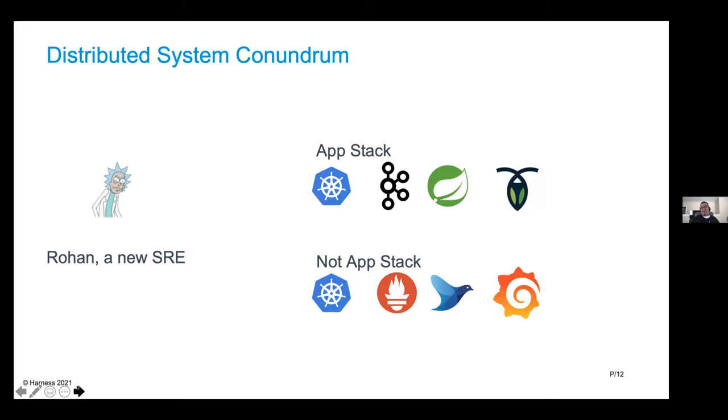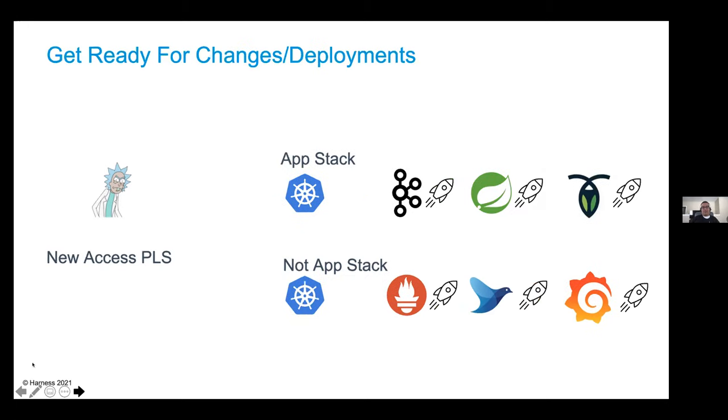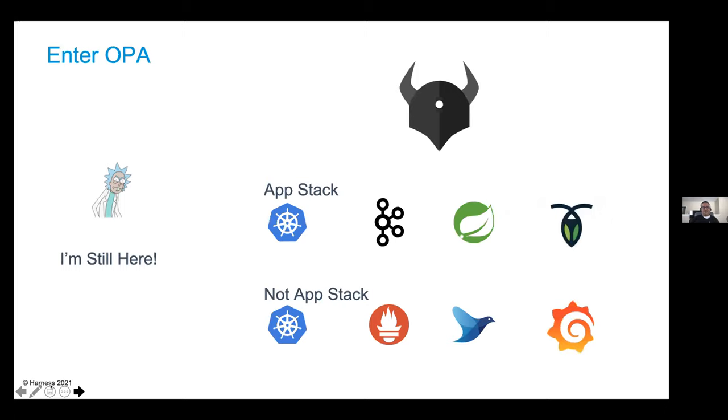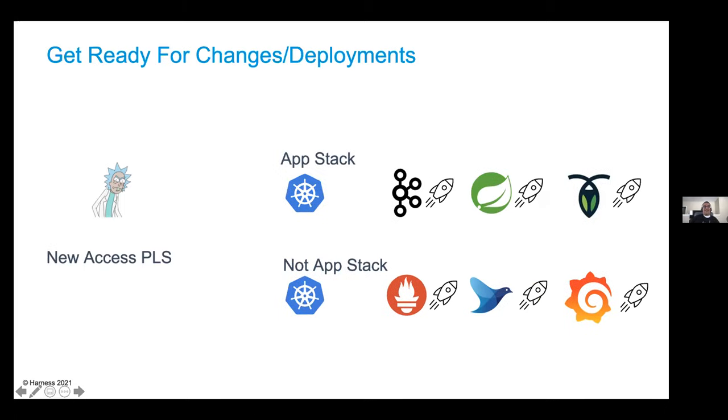But we have a little bit of a conundrum here. This is what I like to call a conundrum. So let's say that we have a problem, right? Rohan actually needs more access than what he actually has. Rohan being a new site reliability engineer, let's say, God forbid we have some sort of issue or outage, an incident, to use a more correct term, and Rohan's new to the team, Rohan needs more access.